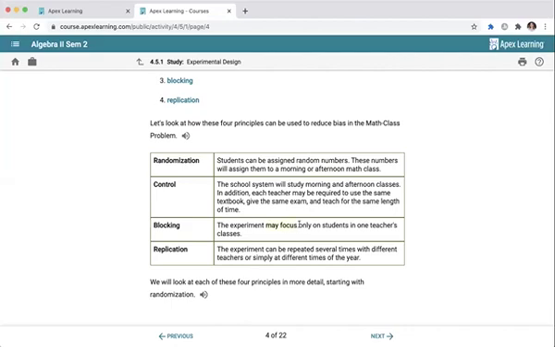The experiment may only focus on one teacher's class. And then the replication: the experiment will repeat several times with different teachers or different times of the year.